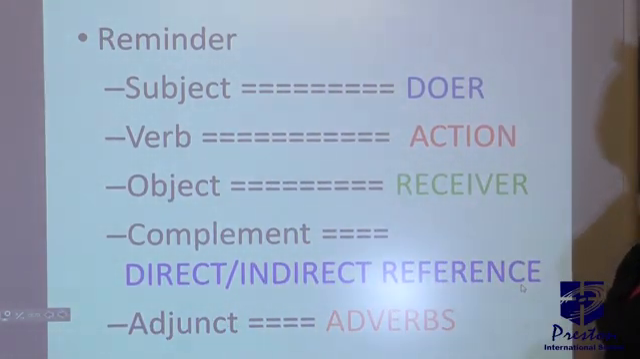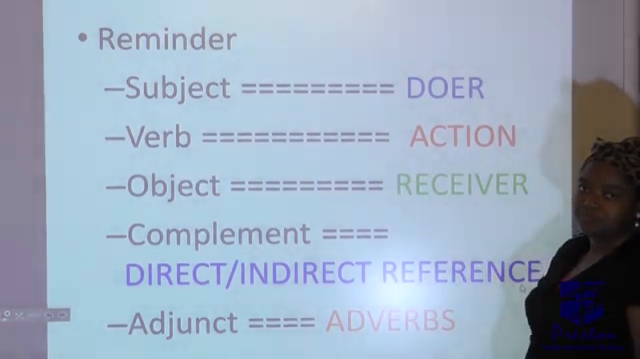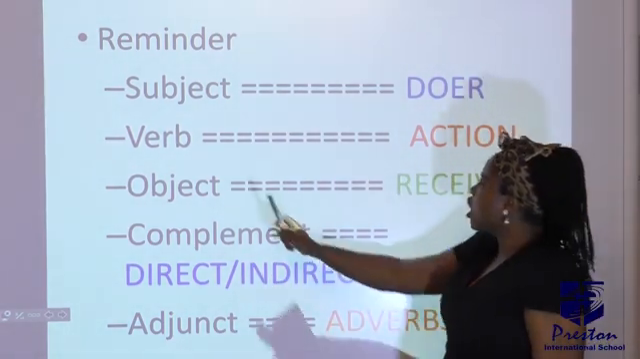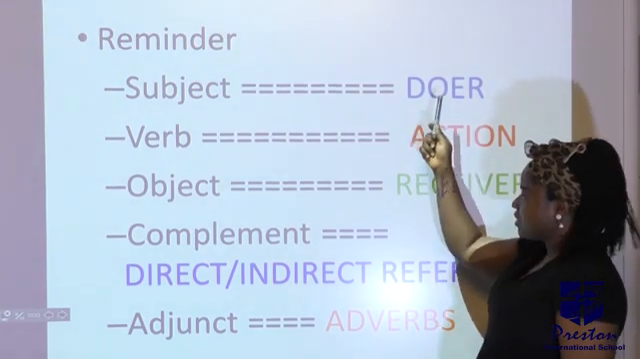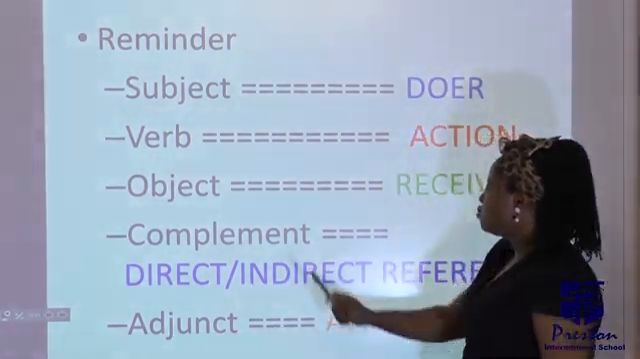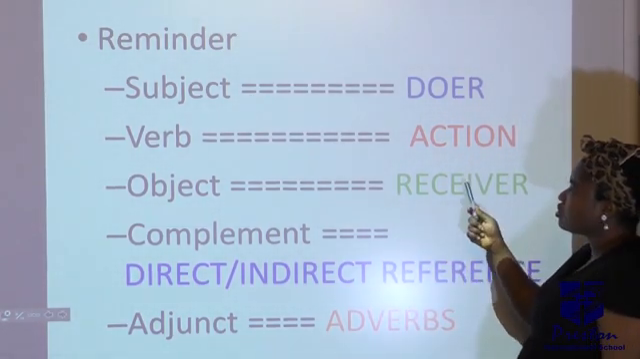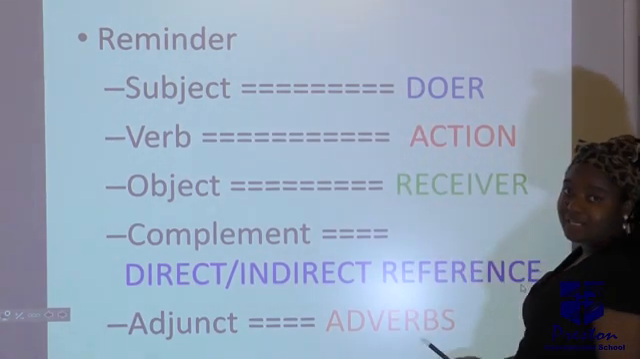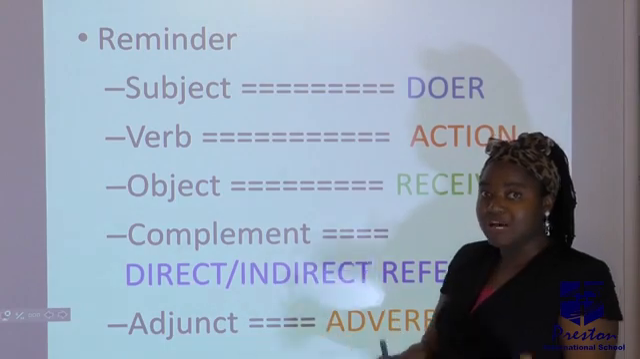All right, this is a reminder. We've done this over and over again. The subject is the doer. The verb is the action. The object is the receiver of the action done by the doer. And the complement, which could be direct or indirect, is a reference to either the object or the subject. And then the adjuncts, which are the adverbs. I'm going to explain this more in our Google class.